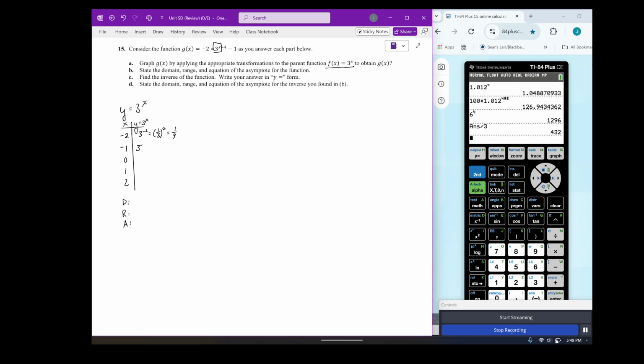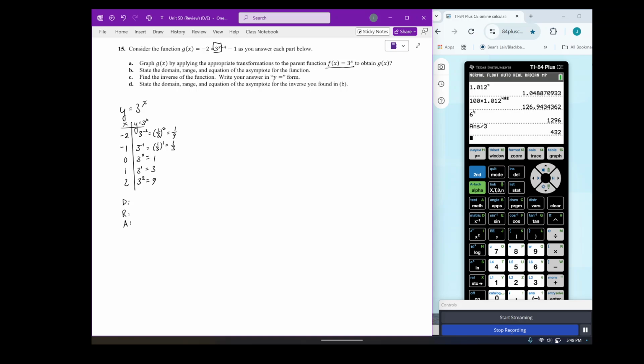If I just do 3 to the -1, then that's the same as flipping the 3 to get 1/3 to the +1, which is just 1/3. 3 to the 0, anything to the 0 is just 1. 3 to the first is just 3, and 3 squared is 3 times 3, so 9.